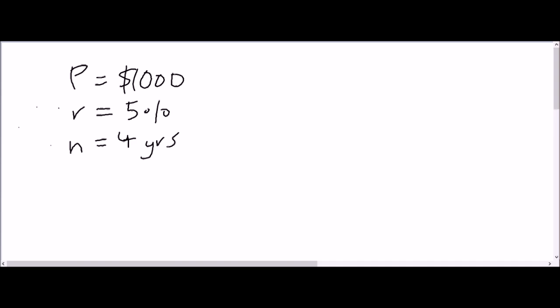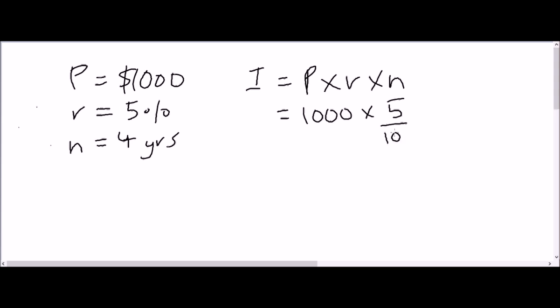So in this question, the principal is $1,000, the rate is 5%, and the time is 4 years, right? So we'll use the formula that we have discussed earlier. Interest is equal to principal multiplied by rate multiplied by time. In this case, principal is $1,000, rate is 5%, but we need to convert it from percentage in order to use it in this calculation. So to convert any number from percentage, you need to divide by 100, right? And the time is 4 years, so we'll just write down 4 there.